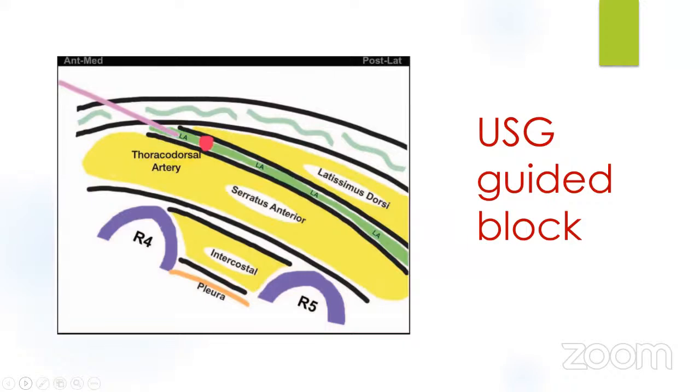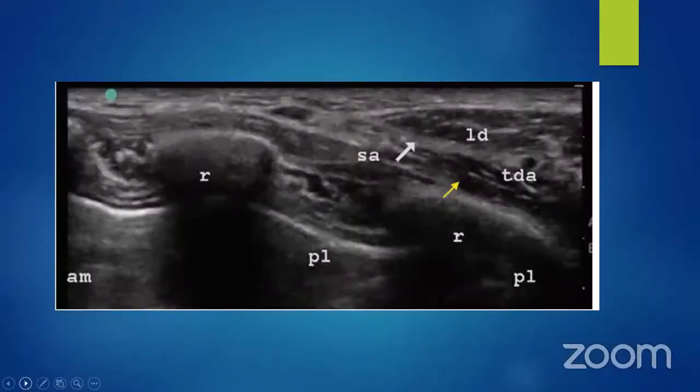In the superficial serratus anterior plane block, we deposit the drug between the latissimus dorsi and the serratus anterior muscle. In the deep block, we deposit the drug between the serratus anterior and the intercostal muscles. This white arrow shows the deposition between the latissimus dorsi and the serratus anterior muscle. This yellow arrow shows the deposition between the serratus anterior and the rib. That is deep deposition.